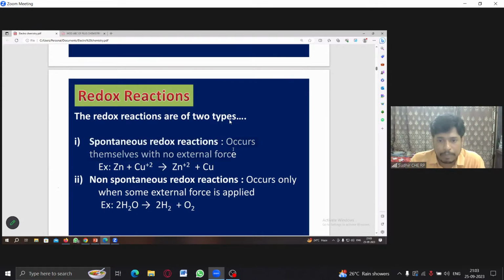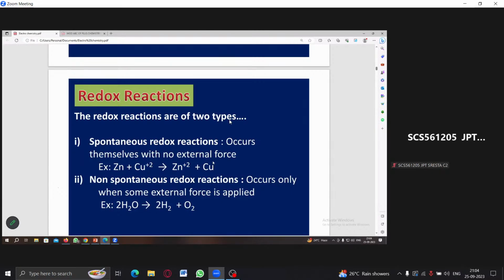Once you see the statement: occurs by themselves with no external force. So man-made help is not at all required for these types of reactions. They occur by themselves. That's why these are called spontaneous redox reactions. The best example, which we already know, is displacement reactions. Displacement reactions means a more reactive element will replace the less reactive element from its salt solution. Now, do you have any idea about the displacement process? Yes, sir. Very good.